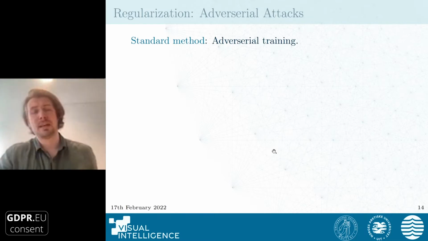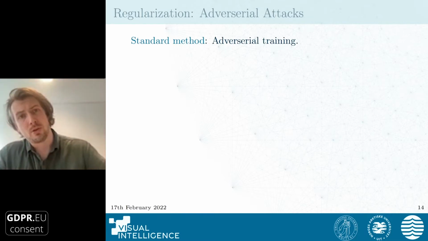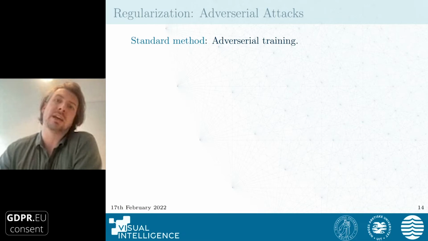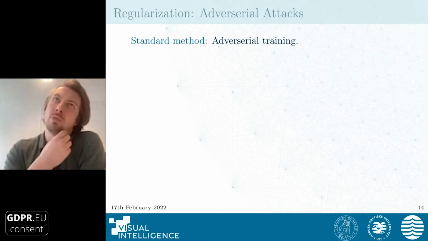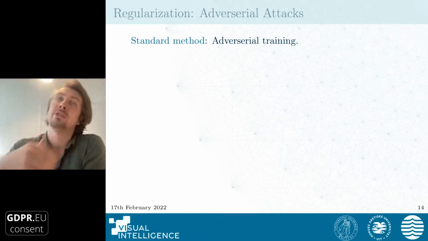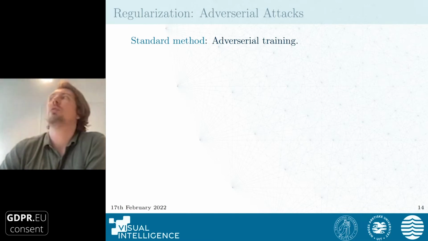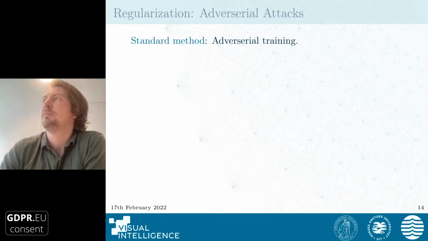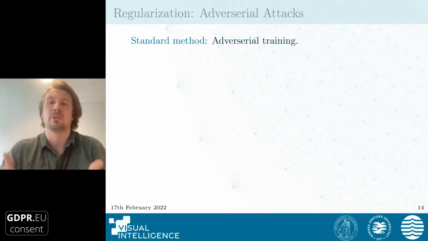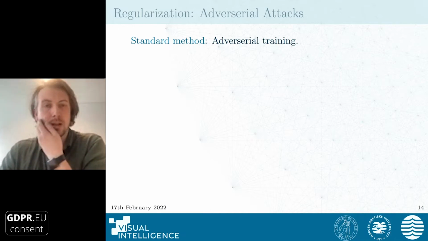So the standard method of regularization against adversarial attacks is adversarial training. And adversarial training is where you find one of these perturbation vectors and then you retrain your network using this, to basically not have such a big effect on the outputs.